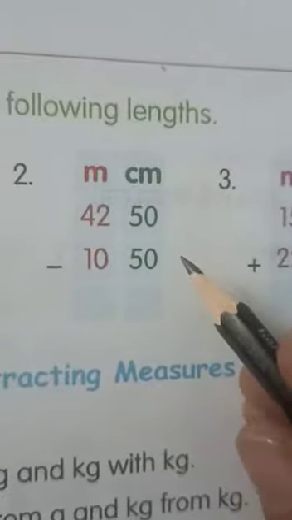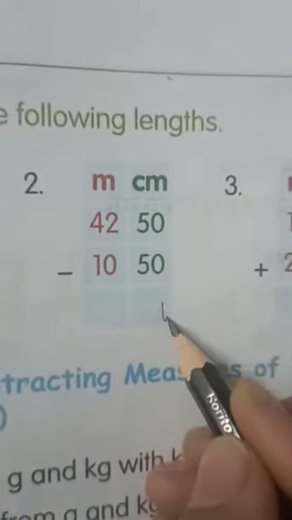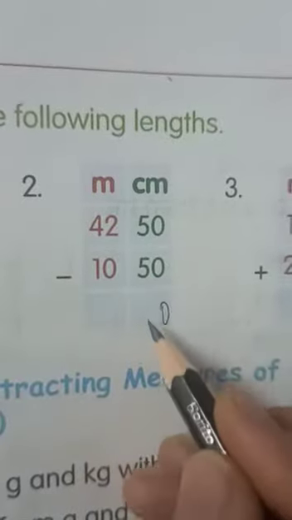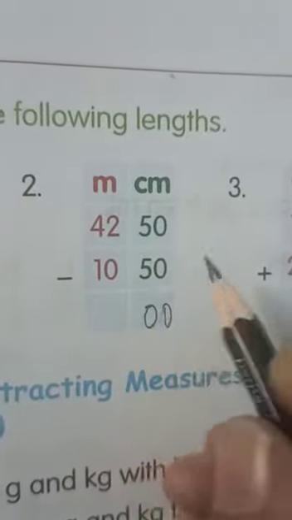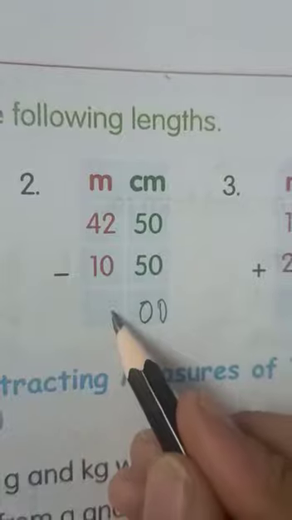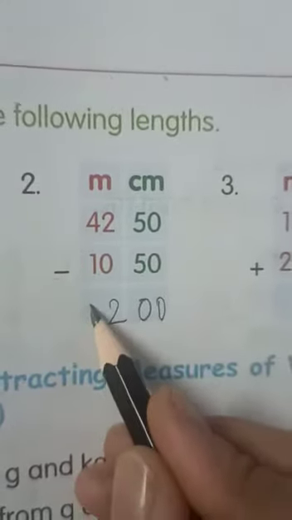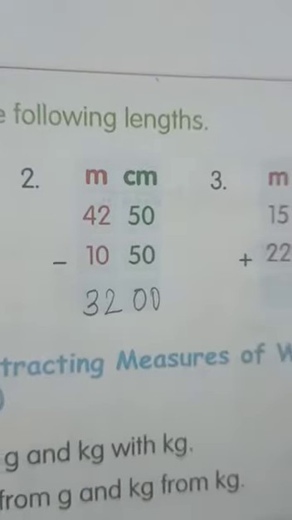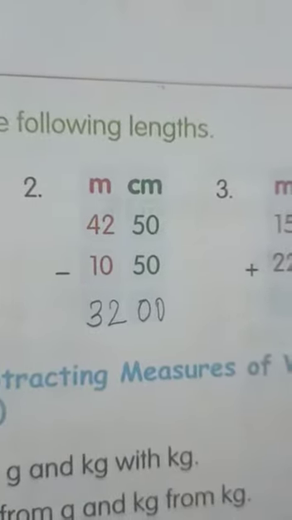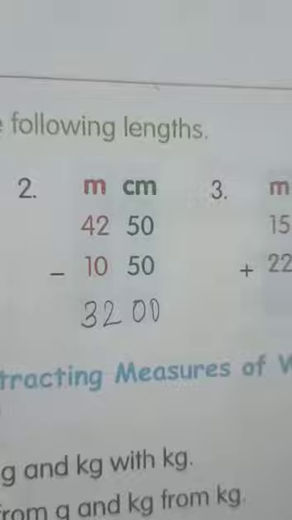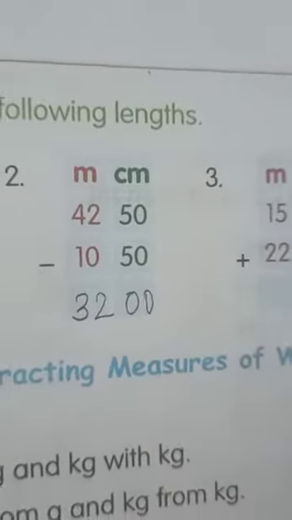Now we'll do the subtraction. 0 minus 0 is 0 and 5 minus 5 is 0. 2 minus 0 is 2. 4 minus 1 is 3. This is the subtraction of meters from meters and centimeters from centimeters.